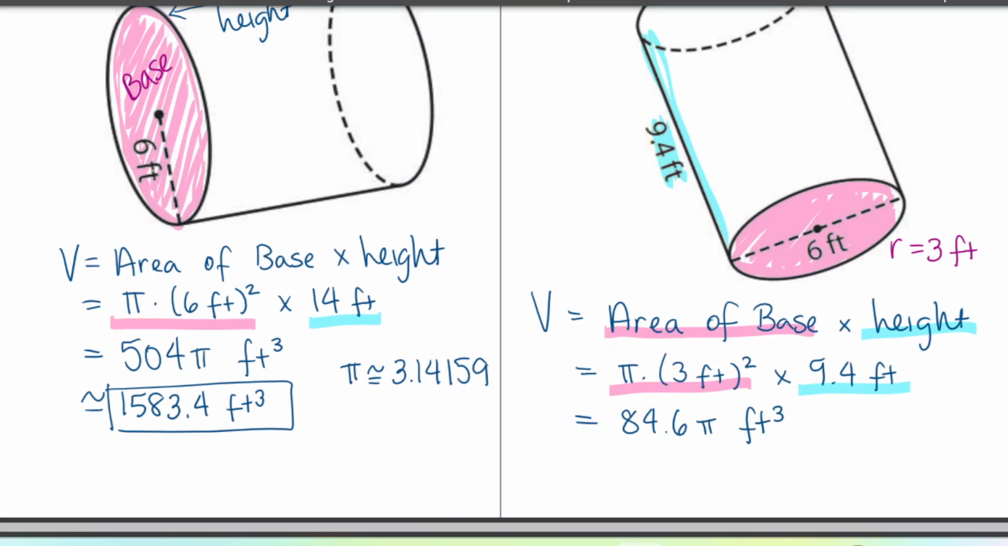And this is where you take out your calculator and you use your pi button, or you use the approximation for pi, and you type 84.6 times 3.14159, and you get about, if we round it off, 265.8 feet cubed as our volume there.